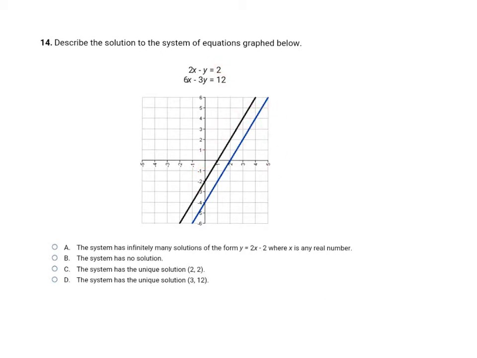So for this first question, they give you two equations and they also graph them for you and want to know what is the solution. Well, this is a pair of parallel lines. These parallel lines are never going to touch, so it's going to have no solution, letter B.